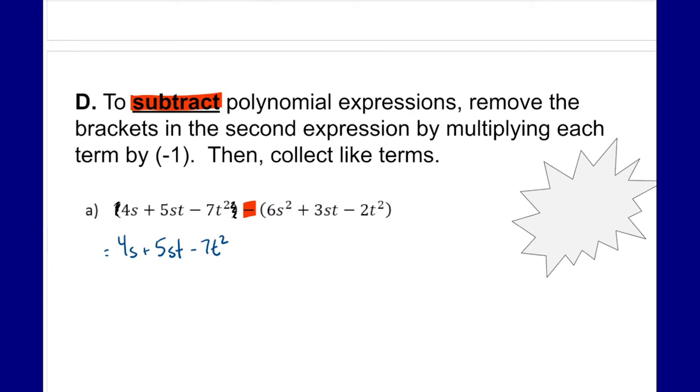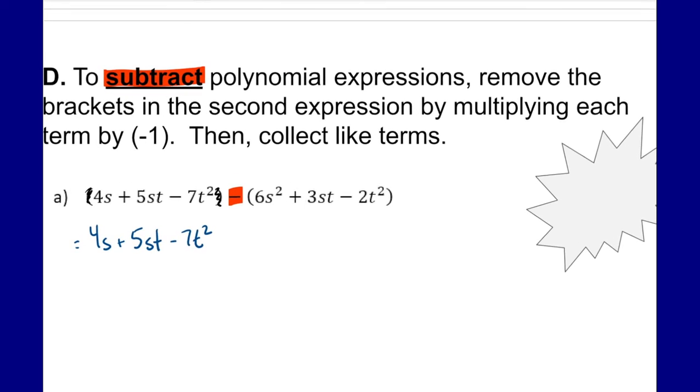Now, in order to remove the brackets for the second expression, I need to multiply everything by negative 1. So looking at this term, negative 1 times 6s squared is negative 6s squared.